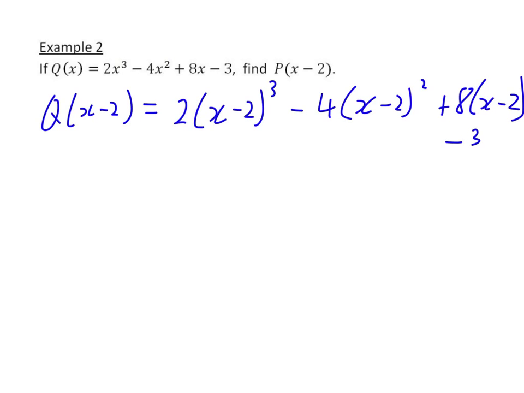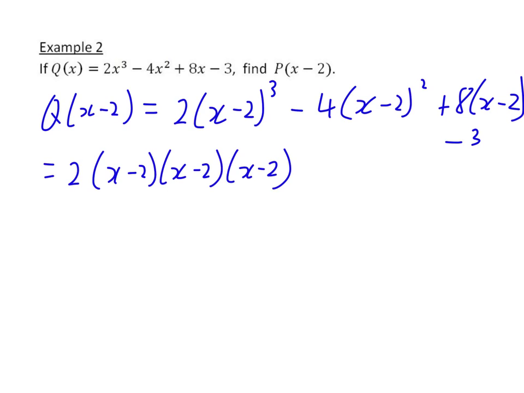So the first term, 2 times this bracket cubed. So I'm going to write that as 2 times (x minus 2) times (x minus 2) times (x minus 2), because cubed means multiplied by itself twice. Then I've got negative 4 times (x minus 2) all squared.